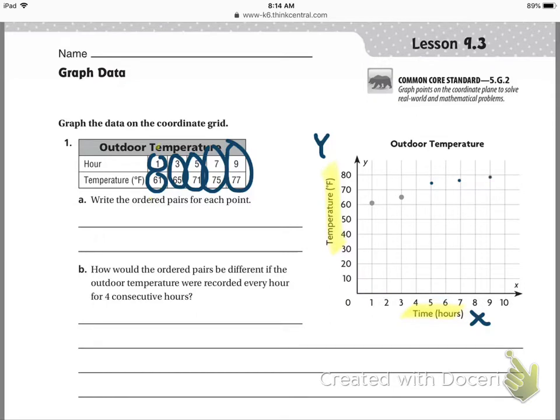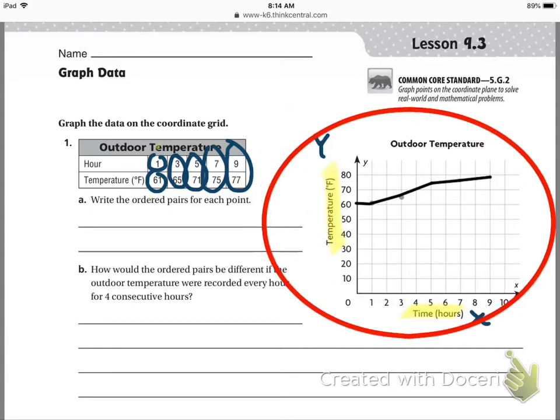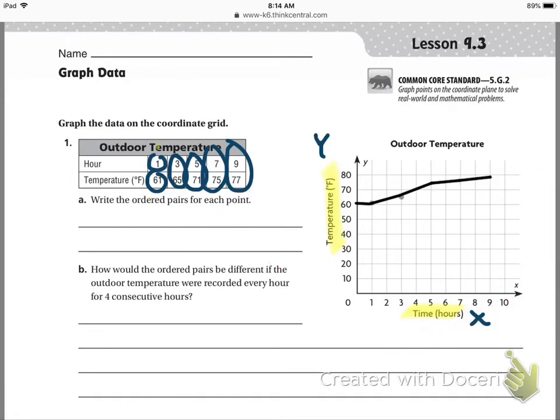All right, now what you can do is connect those ordered pairs in a graph. And I think that would look something like this. The first hour, second hour, third hour, fourth hour, fifth hour. So by looking at this just as a picture, you could see that as the day goes on, the temperature increases.